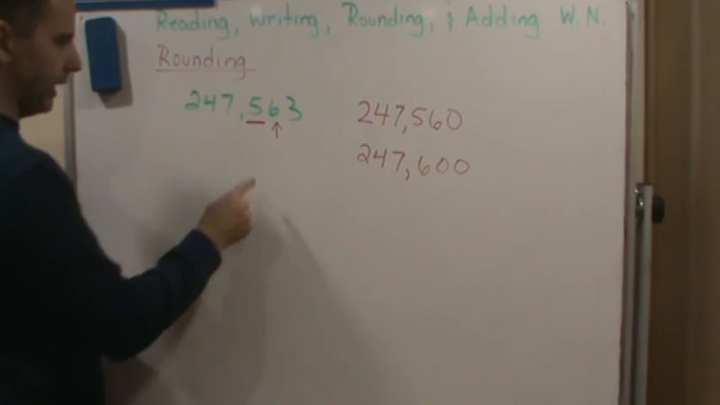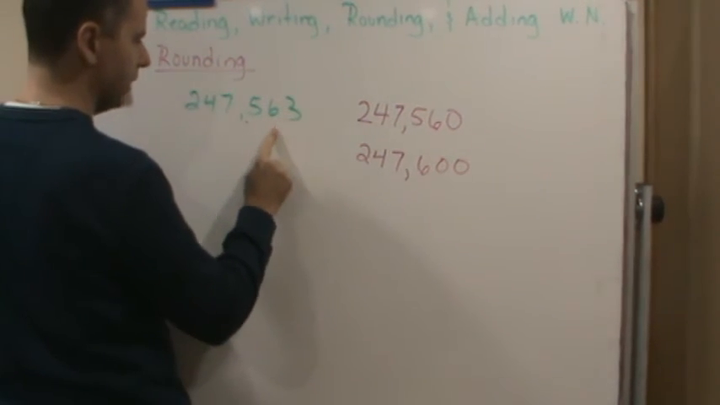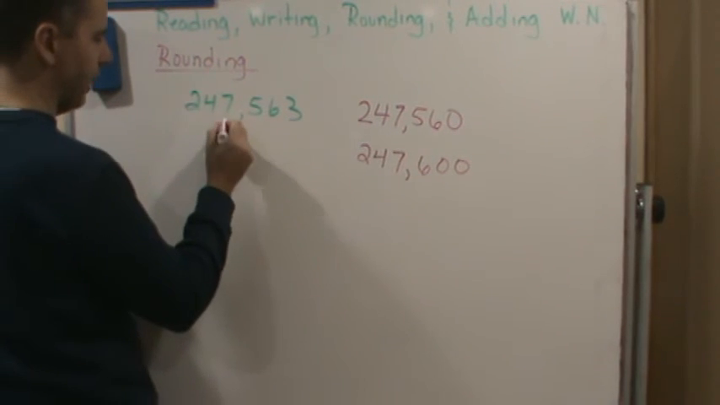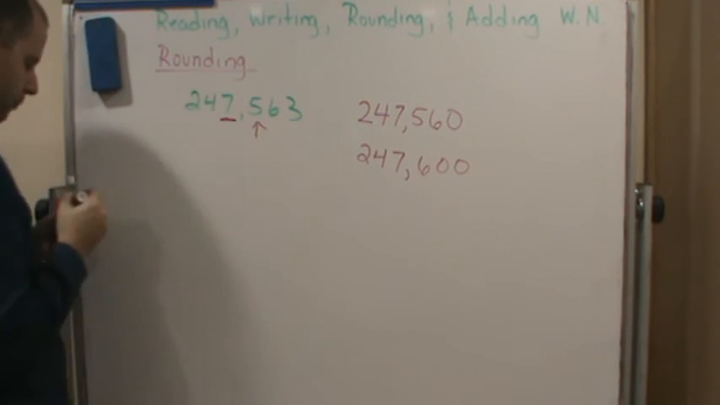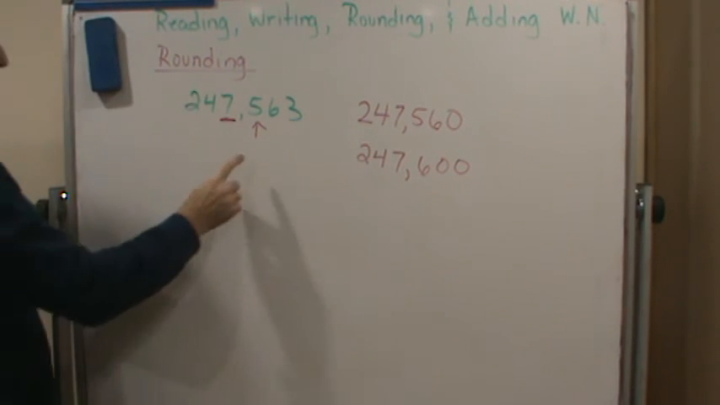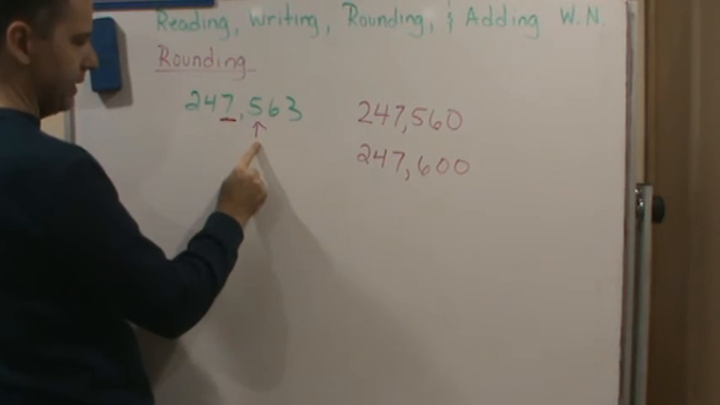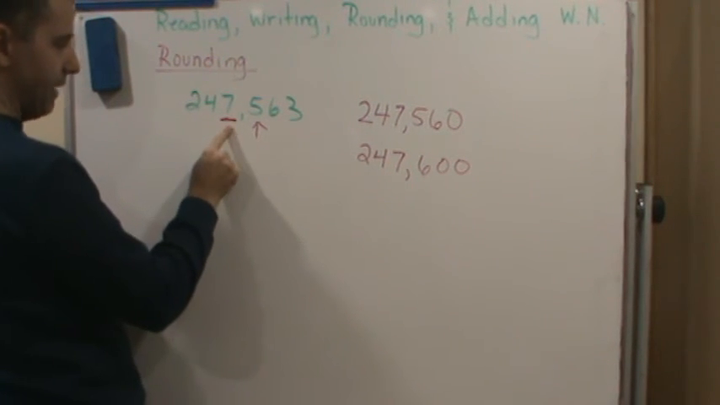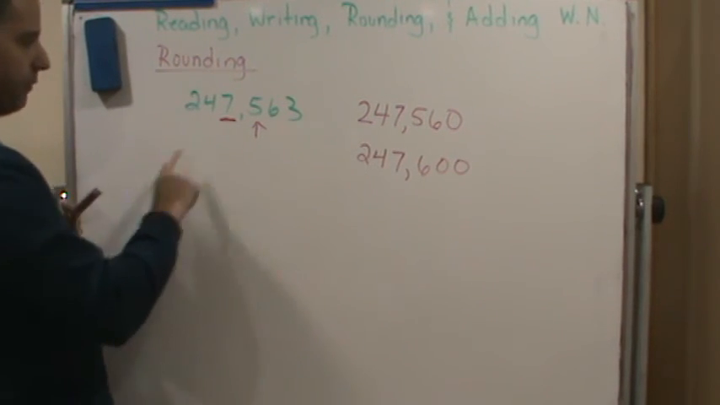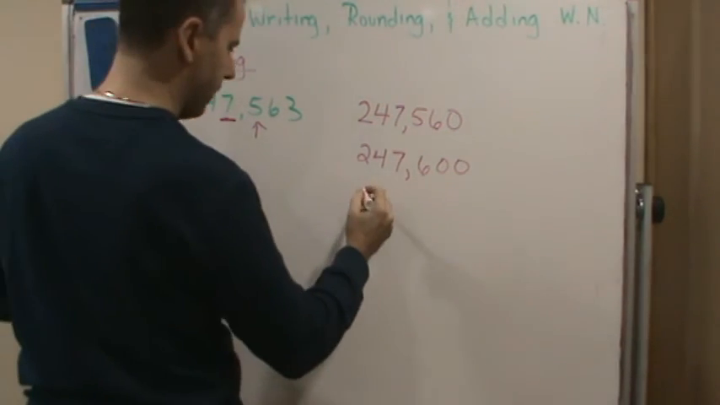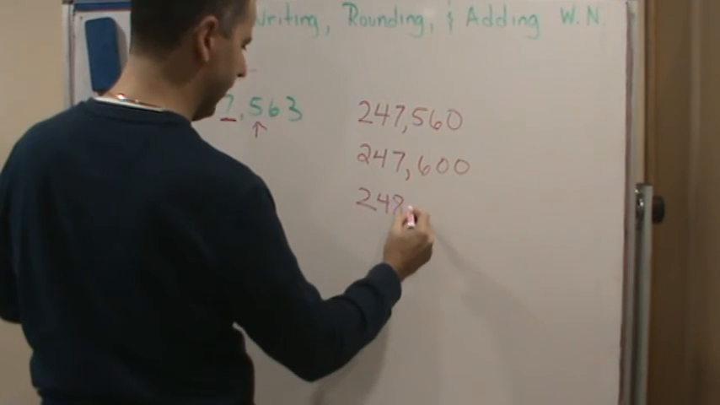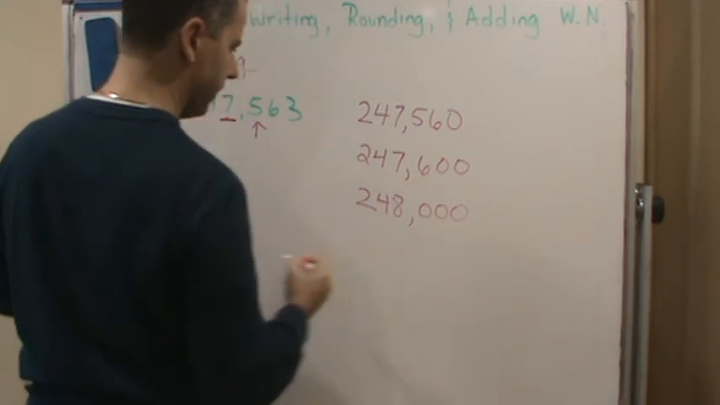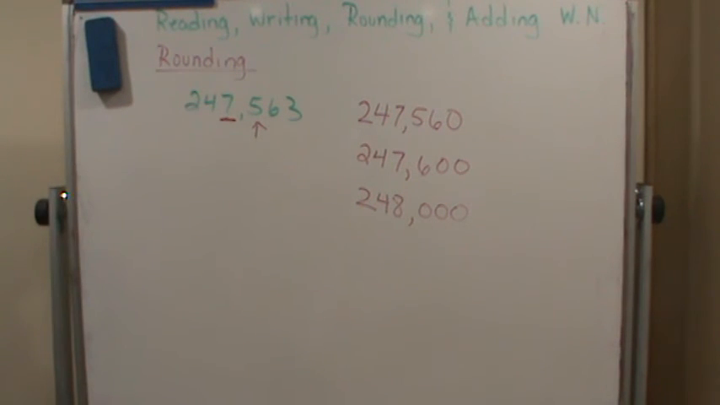So again, if we keep going in like fashion, what if I want to round to the nearest 1,000? Well, now this is what I'm rounding, and this is what I'm going to look at. Again, this digit to the right is 5 or higher, which means the 7 will change to an 8, and then everything to the right goes to 0. So to the nearest 1,000, this would give me 248,000.